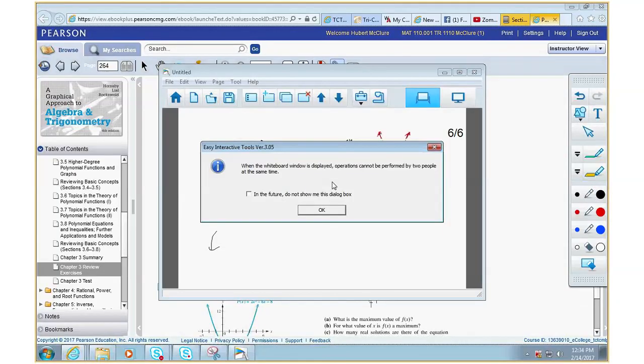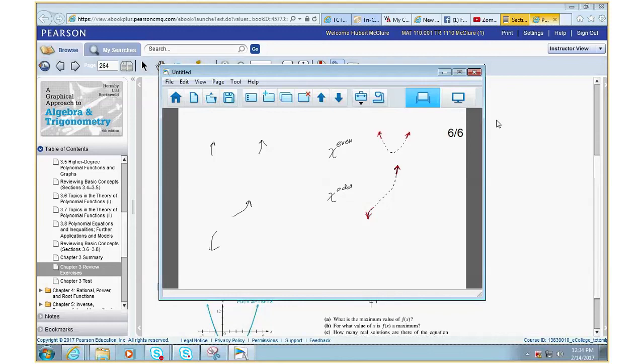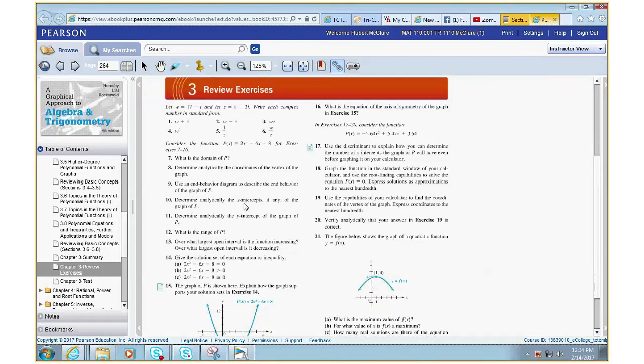Let's go back to the question. Determine the what? What is the range? All of that is what we've been doing for the last 2 weeks. Okay?